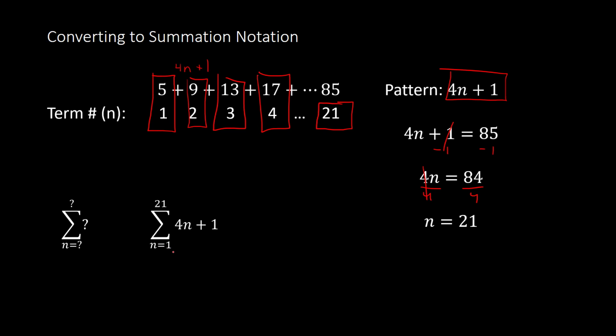We can double check our answer by plugging back in the numbers 1 through 21, back in for n, to see if we get back out the series that we started with. And in this case we would. Plug a 1 in, we get 4 plus 1, which gives me 5. Plug a 2 in, we get 4 times 2 plus 1, which gives me 9. And it's going to work for the rest of them as well.